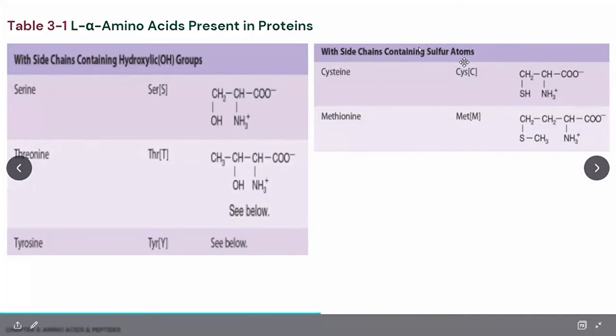And then you have sulfur containing, there are two. You have cysteine, which has a thiol group, and then we have here methionine with a methyl thiol group. Now, because of this thiol group, cysteine is capable of forming a sulfur to sulfur bond with another cysteine. That is what we call a disulfide bond, sulfur to sulfur.